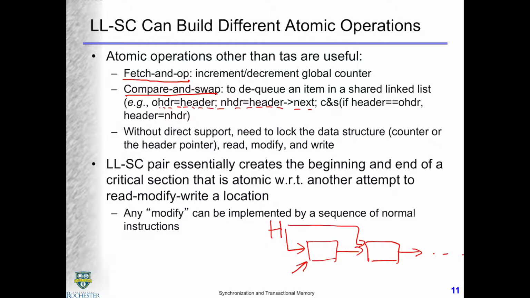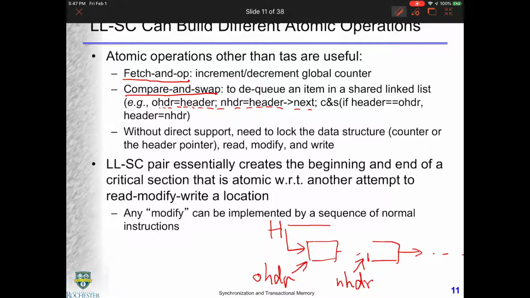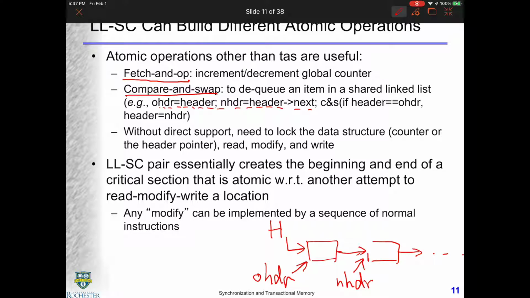What is this? I have an old header that points to this, so this is your old header, and I have a new header pointing to the next. So this is the new header. Let's be careful and erase this thing over here. Let's have the new header pointing to this, and then we want the new header to be assigned to H.